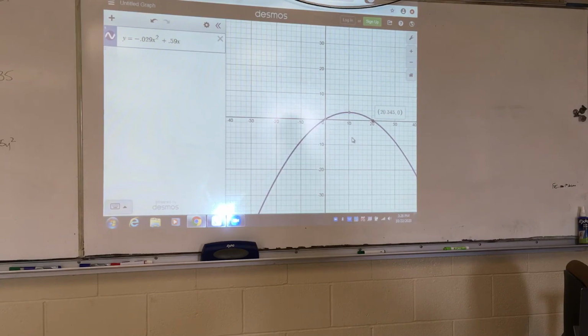Now, letter B says how high did the frog jump? Well, the highest is the vertex. Then we're looking at the y. So it says how high, that's the y in the vertex. So it would say 3 and whatever the units are. Now, C and D ask about a reasonable domain or a reasonable range.